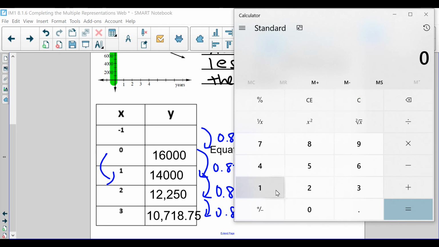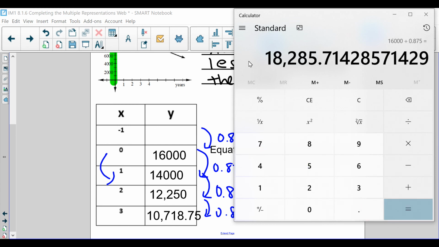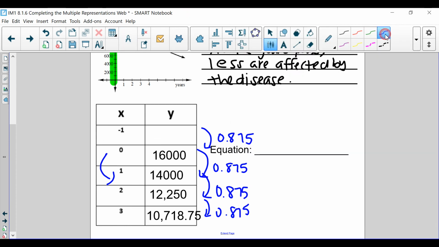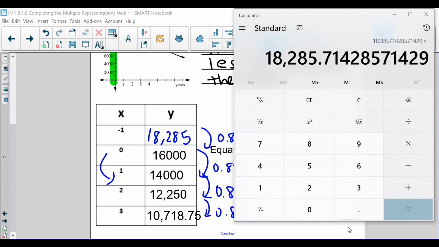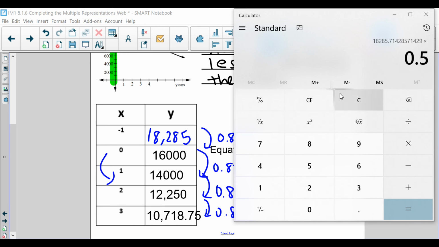So what we're going to do is go ahead and take 16,000 divided by 0.875. We're going to get 18,285. Once again, if you're like, did I actually get that right? Go ahead and multiply it by the multiplier, 0.875. So 18,285 times the multiplier, which was 0.875. Okay, it's about 16,000, so you know you're correct.